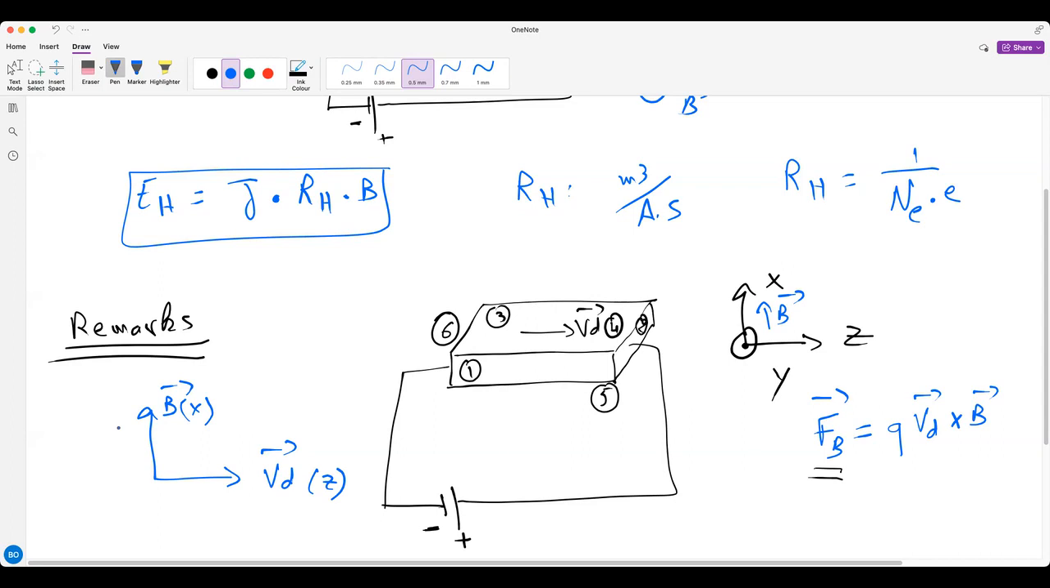So now, if the electrons are pushed inside the page, in which phase will they accumulate? Will they accumulate in phase 1, 2, 3, 4, 5, or 6? Now I have the electrons going along the negative y-axis. This means they will accumulate in which phase? Which phase will become negative?